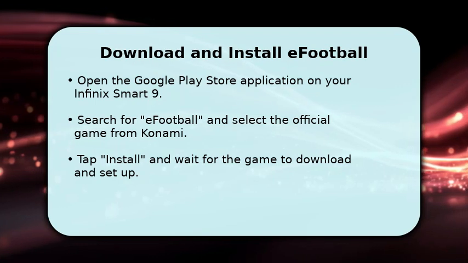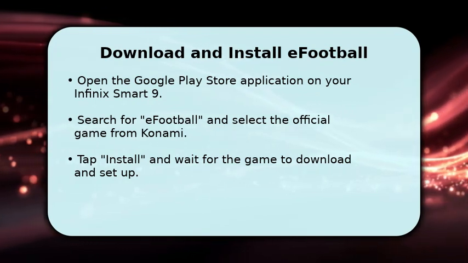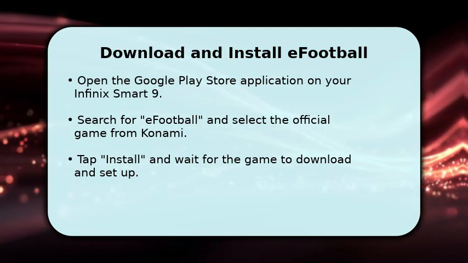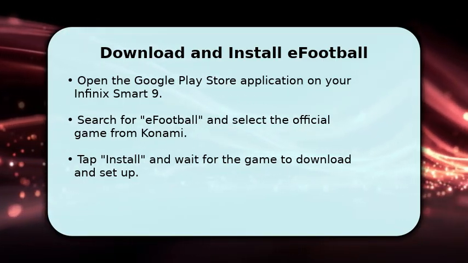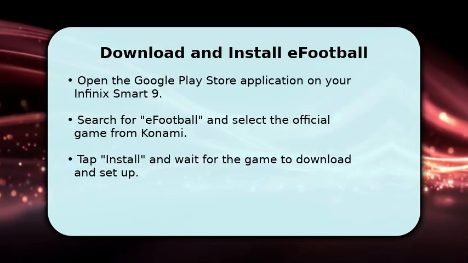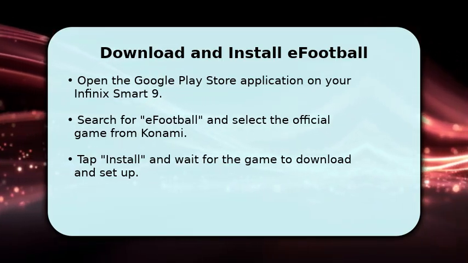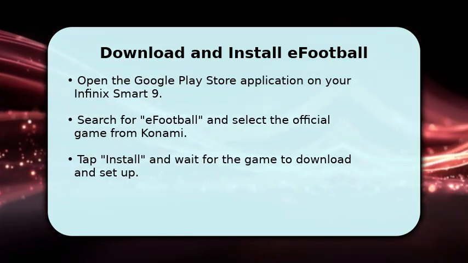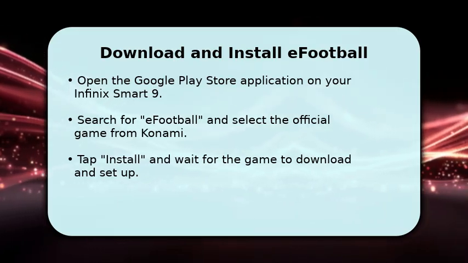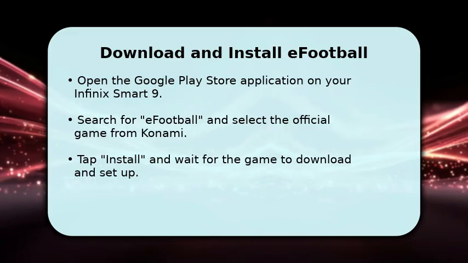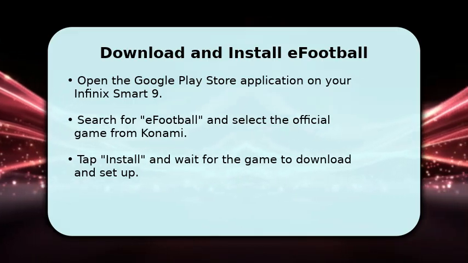Once you've confirmed your device is ready, the next step is to download eFootball. Open the Google Play Store application on your Infinix Smart 9. Use the search bar to find eFootball and select the official game published by Konami. Tap the Install button and patiently wait for the game to download and complete its installation process. This might take a few minutes depending on your internet speed.